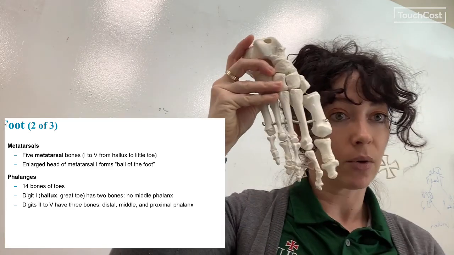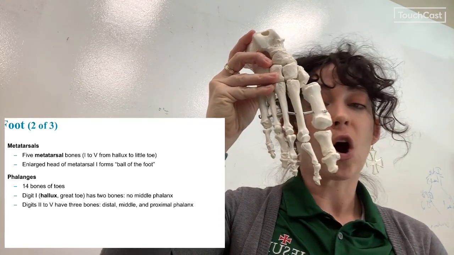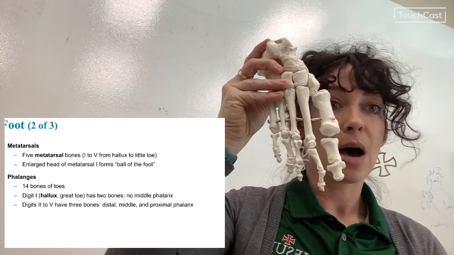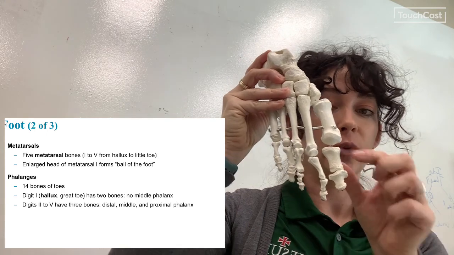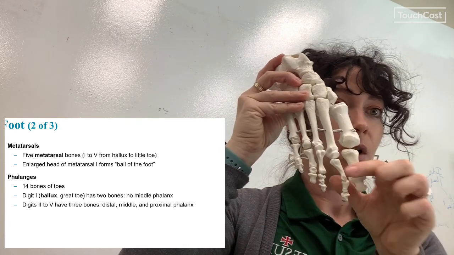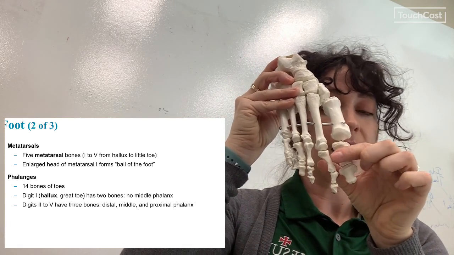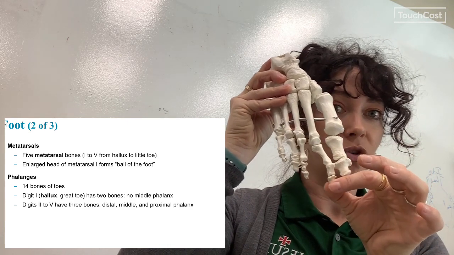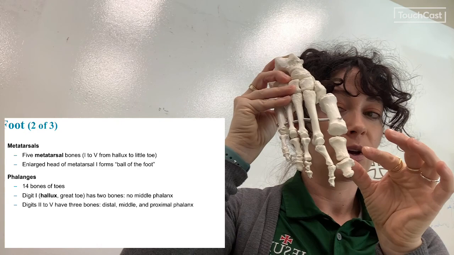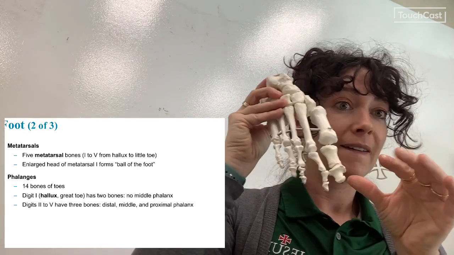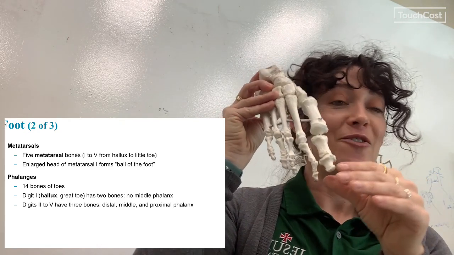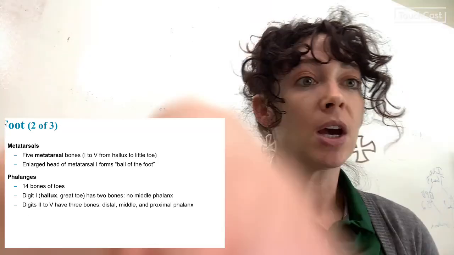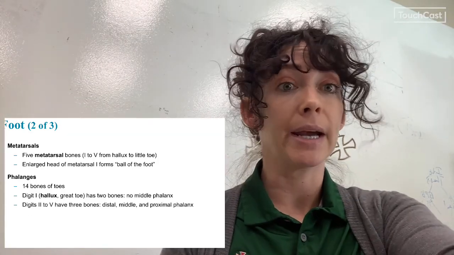Now, just like our finger, our big toe only has 2 phalanges, so it doesn't have a middle or an intermediate phalange. We only have a proximal and a distal, whereas the rest of our toes, we've got a proximal, a medial, and a distal phalange, okay? So 5 proximal, 4 middle, and 5 distal phalanges. So it's basically just a mirror image of your hand.